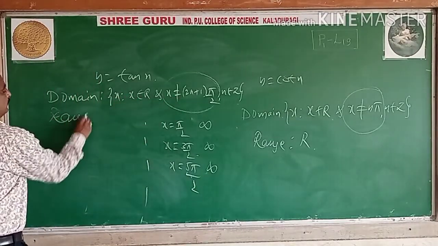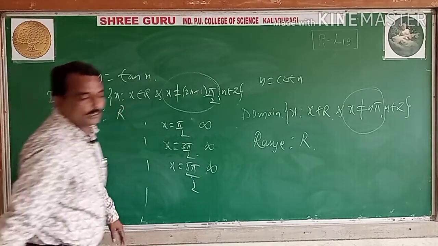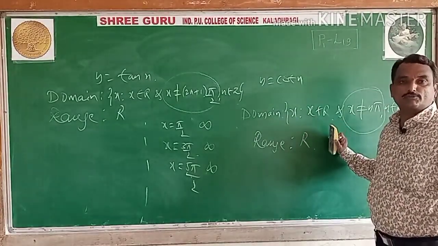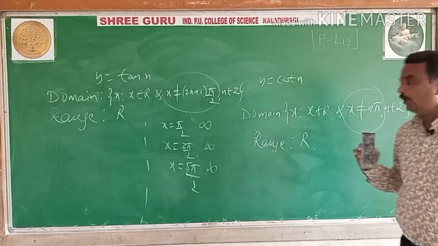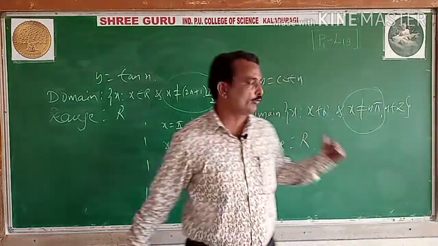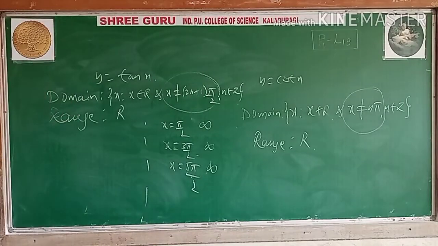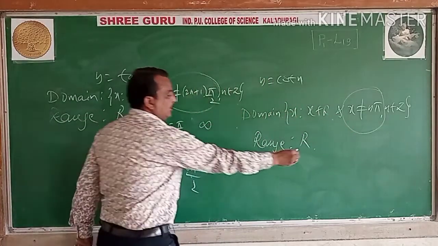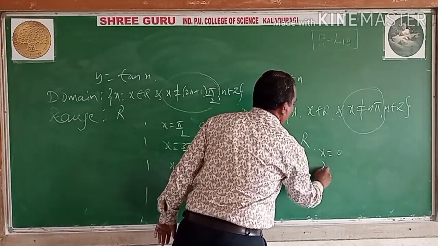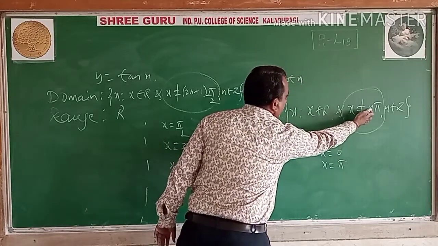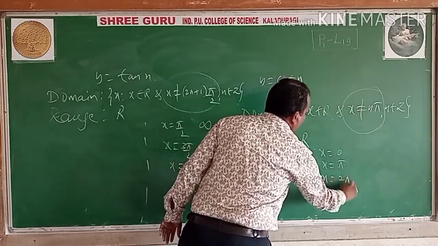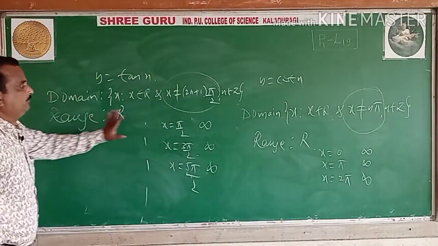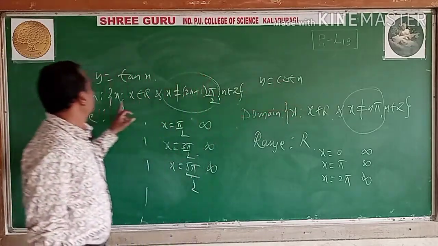And range is the set of all real numbers. Range is the set of all real numbers. So this is the difference between the domain and range of tan x and cot x, students. Here I have shown the difference between the domain and range of tan x and cot x. So here this is the important point. When x equals 0, x equals pi, and so on, if you give 0, 1, 2, 3 like that, at that time the values are infinities. So therefore, except these, this is the condition of cot x and this is the condition of tan x.